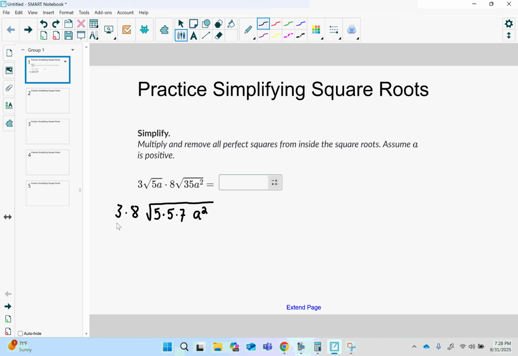Okay, so right here, 3 times 8 simplifies to 24. So I'm going to go ahead and simplify that. I see a pair right here. That's 5 squared, or 25, and the square root of 25 is 5.